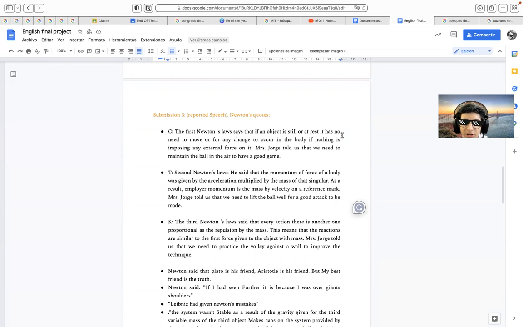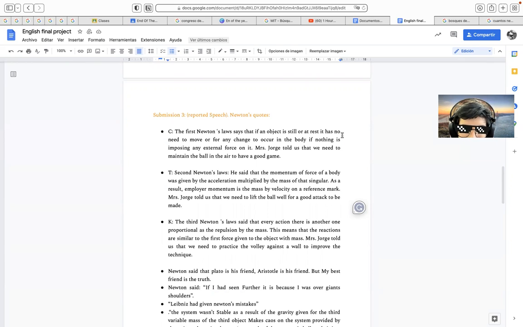Mr. George tells us that we need to maintain the ball in the air to have a good game. This also has a participation because we were telling the words of someone. We're telling what that person said, what is important, and how he developed that sentence. It's a participation because we are buying the grammatical space of that.